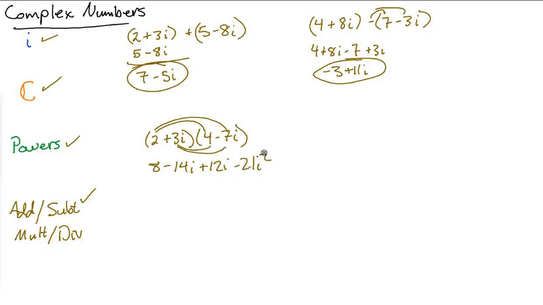And the only thing that's different is i squared always becomes what? -1. That's right. So this actually becomes plus 21. So that negative times a negative 21 makes that a plus 21. So 8 plus 21 is 29. And then minus 14i plus 12i, that's minus 2i. Oh, look at that. Was that nice or what?